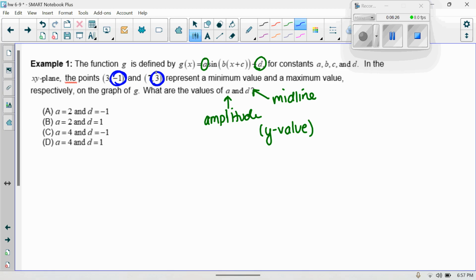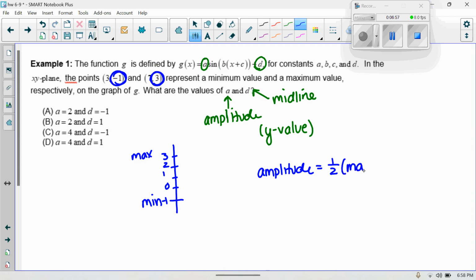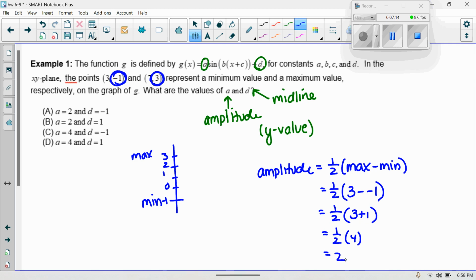If you need to do this visually, you can sketch out a picture. My minimum is down here at -1, and then 0, 1, 2, 3, that's my maximum. Or you can use your formula. Amplitude is equal to 1/2 max minus min. So 1/2 of 3 minus -1, which is 1/2 of 3 plus 1, which is 1/2 of 4, which is 2. That means A has to be 2.